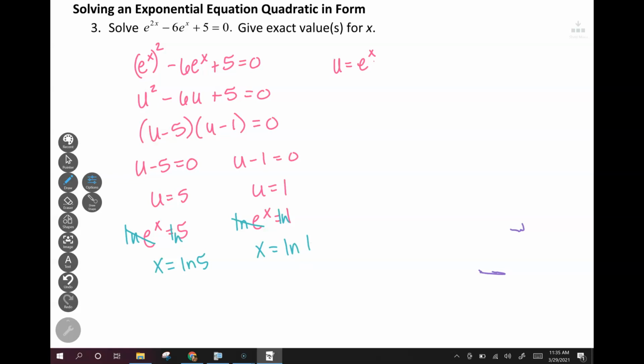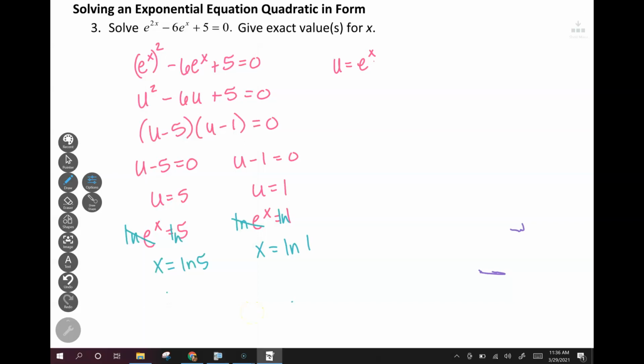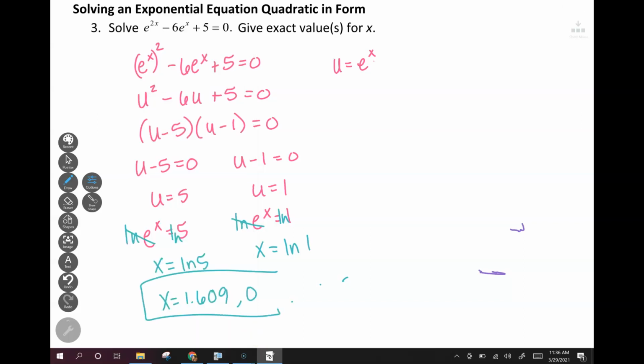Now let's get those two values. So ln of 5, I'll get in my calculator. 1.609. Okay, and ln of 1, so e to the what equals 1, and that's 0. Remember, anytime you take the log of 1, it is 0. So that one equals 0. You could also get that in your calculator if you forgot. You get 0. Okay, so two solutions because it was quadratic, and those are them.